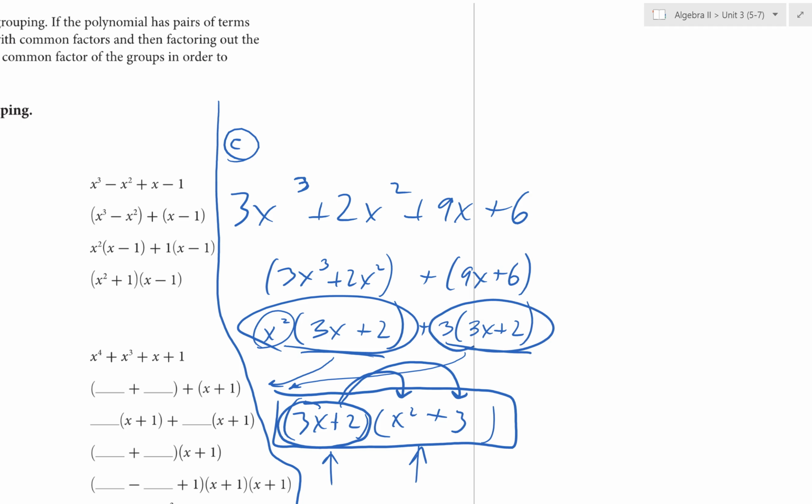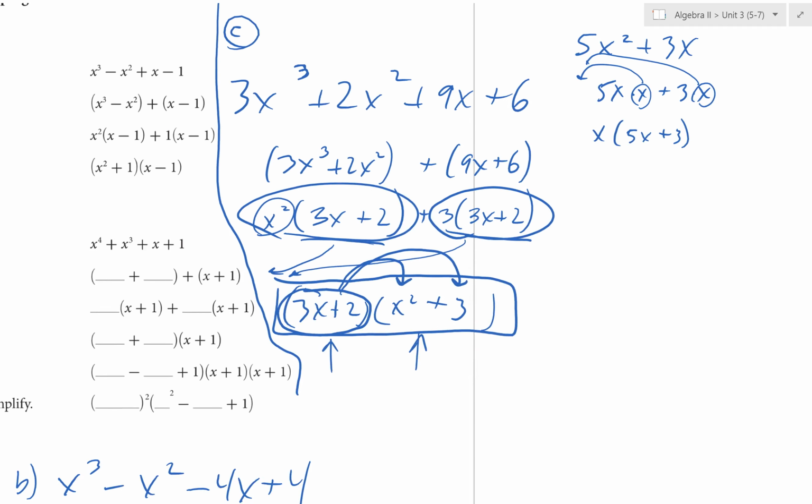So it's no different than if you had something like this. Let's say I had 5x squared plus 3x. If I write the 5x squared as 5x times x and 3x times x, when we factor that, what we're doing is we're pulling that x out in front, so it becomes x times 5x plus 3. And so we didn't make that an x squared, right? We just factored out a common factor of x. Okay, so the same thing as what we're doing here.